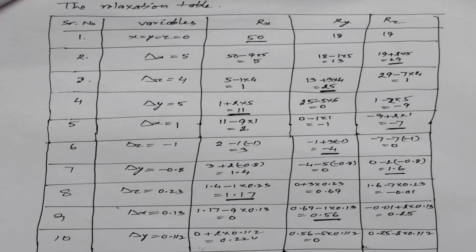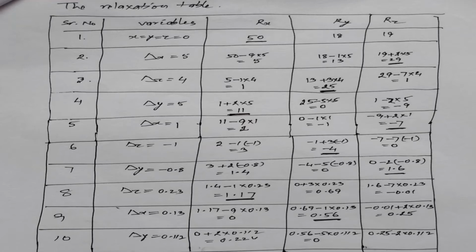Serial number 4, we take delta y equal to 5 to reduce the residual Ry, which is 25, the largest, and correspondingly Rx will be 1 plus 2 into 5 equal to 11, Ry 25 minus 5 into 5, that is 0, and Rz 1 minus 2 into 5, that is minus 9.